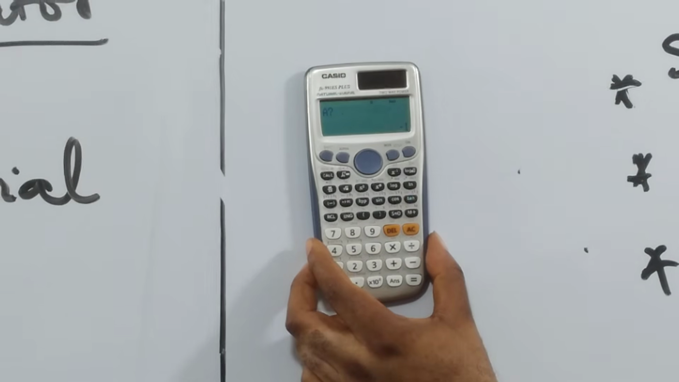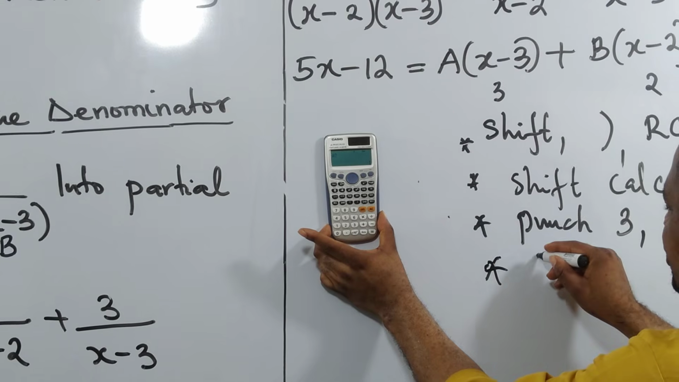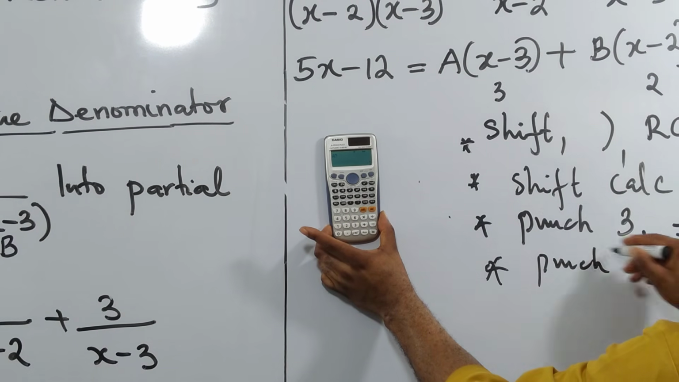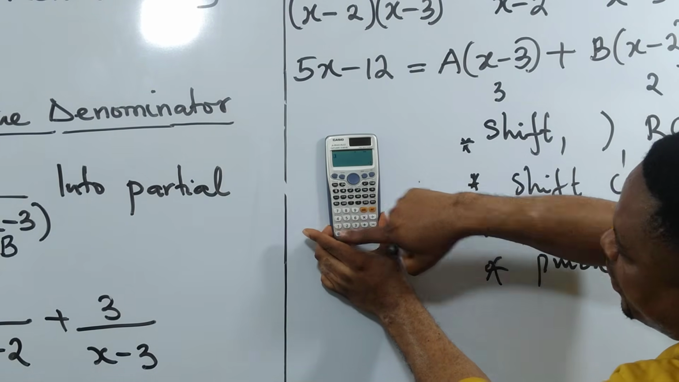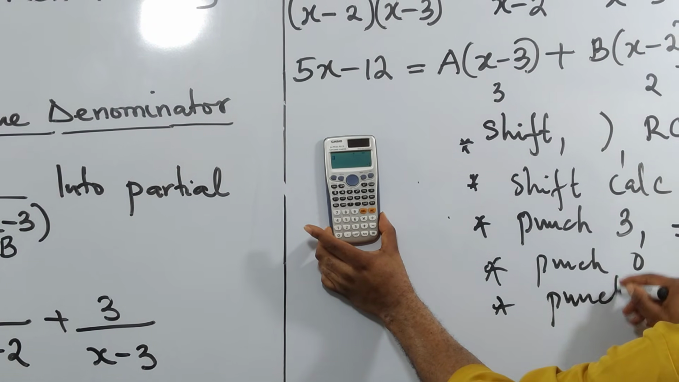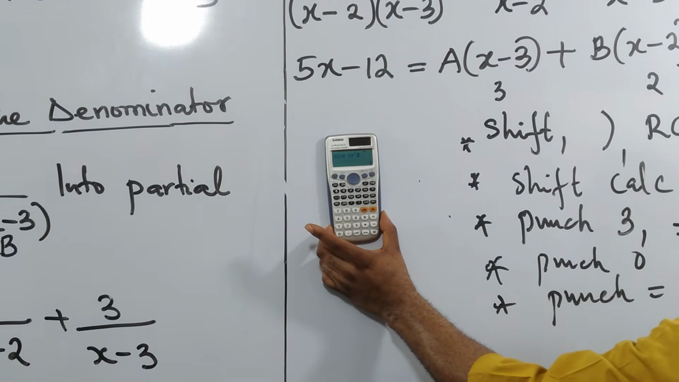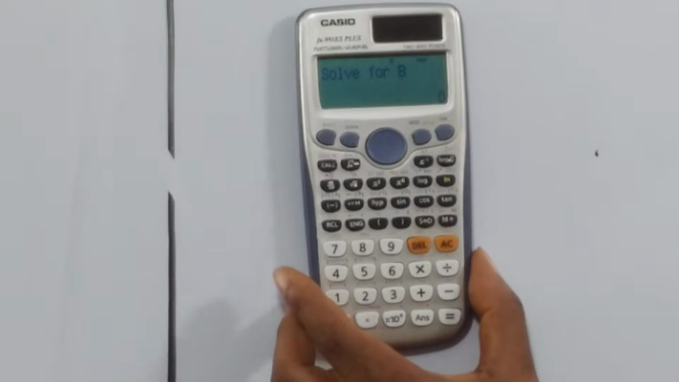Remember, we created it as 0. Punch 0. So which means I will punch 0. Then finally, you punch equal to. We watch this. It has said solve for B. So we are looking for B.